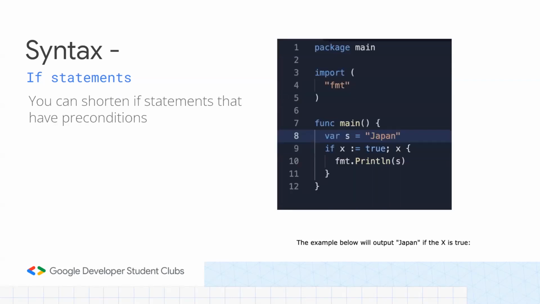And similarly, we can shorten our code by using the short variable declaration operator, again, the colon and equal sign stuck together. In this example, in line 9, we initialize x within the same line as the if statement expression. As you can see, we have x equals true, then semicolon x. So we can definitely do this, and it's totally valid.